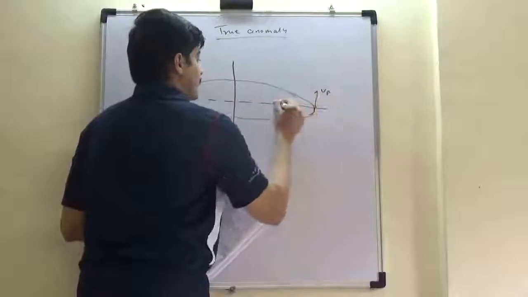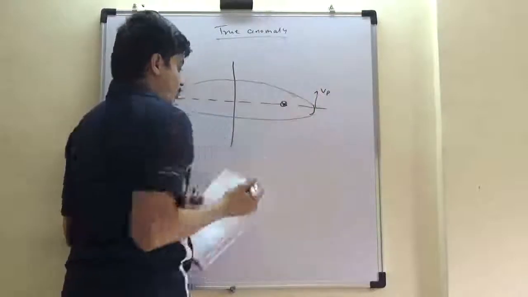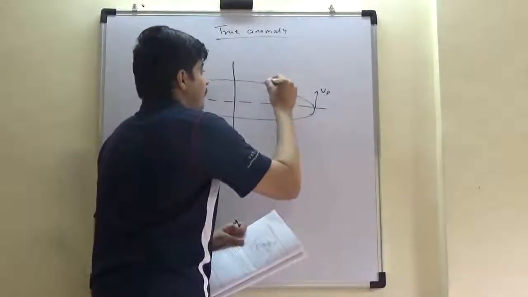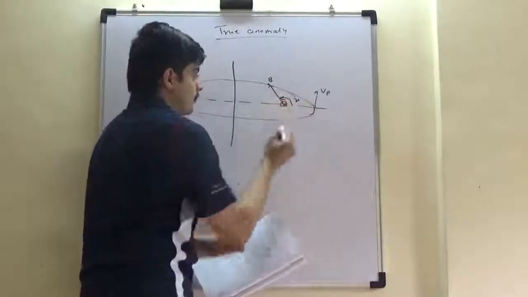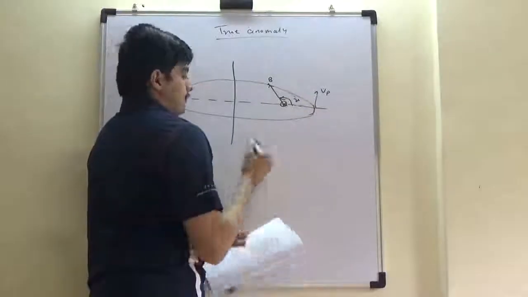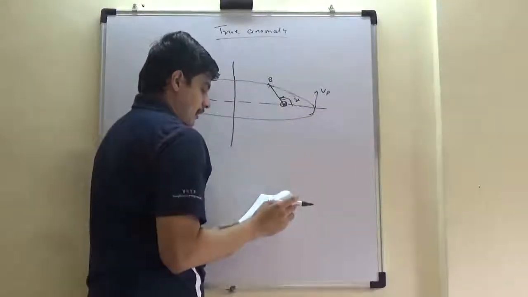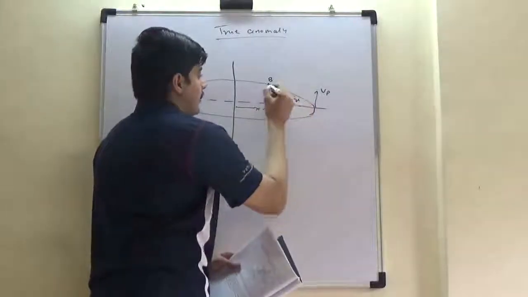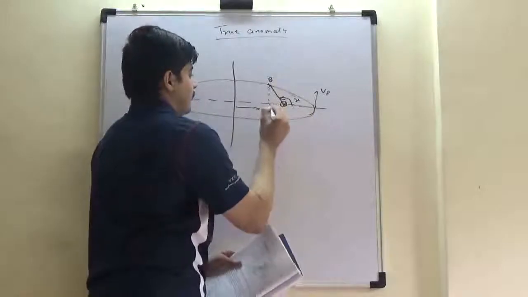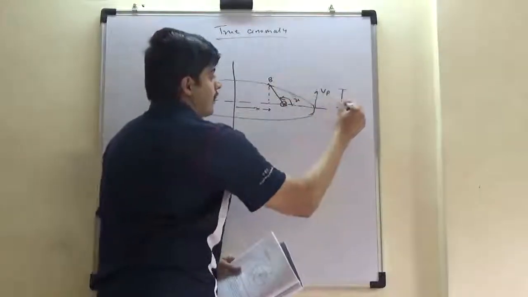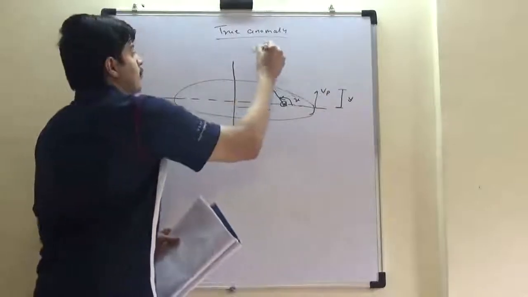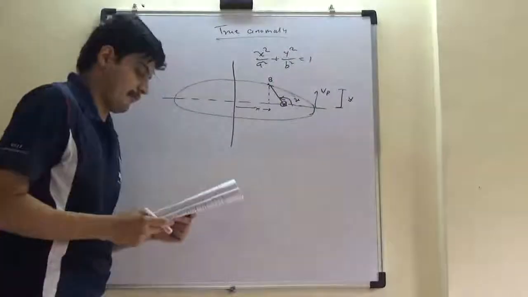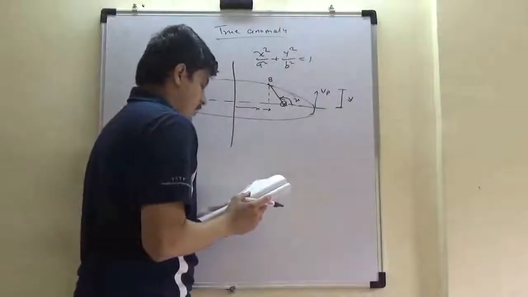You have this V perigee, right? At one of the foci, Earth is present. Let's say this is a point B, which forms an anomaly mu, right? This is the mean anomaly. Now, this is at a distance x and height y. So the equation of ellipse is x square upon a square plus y square upon b square equal to 1. That holds true, right?